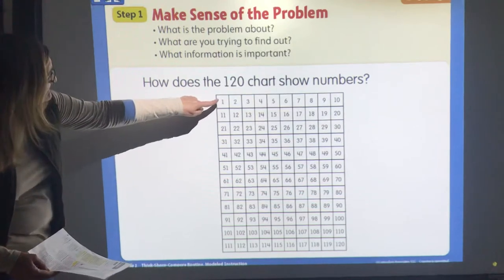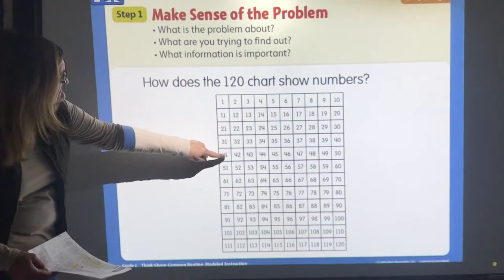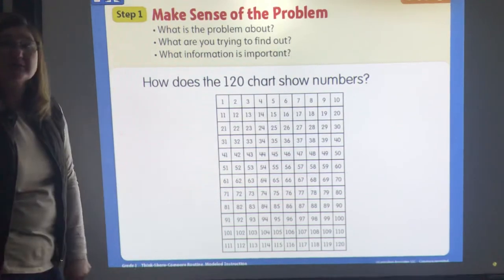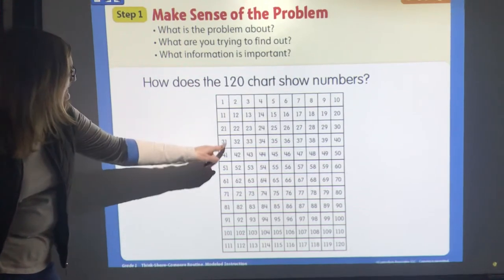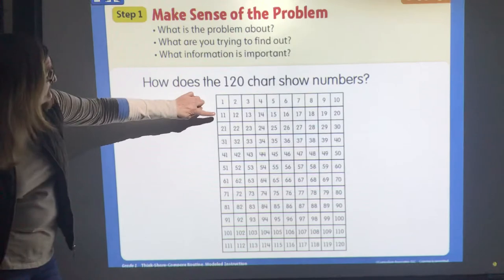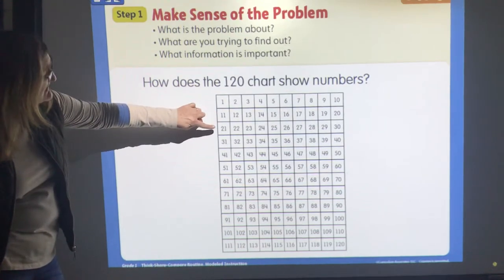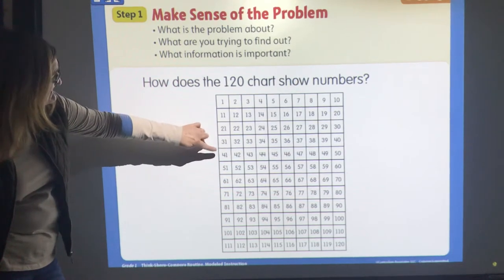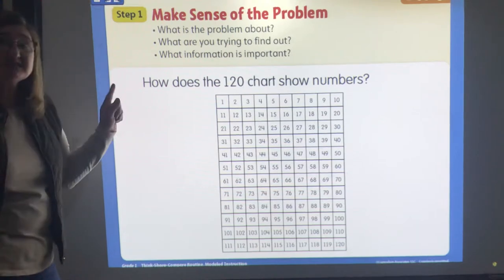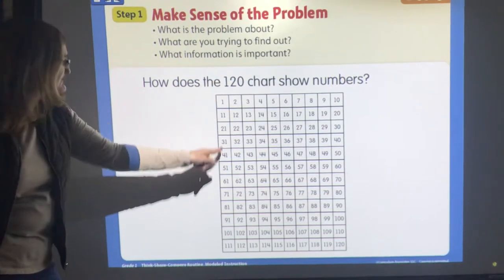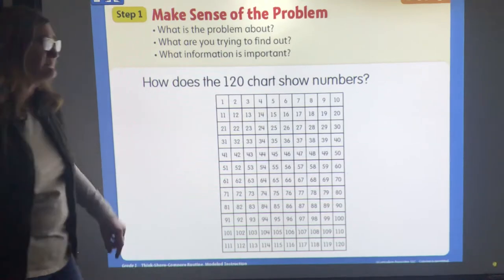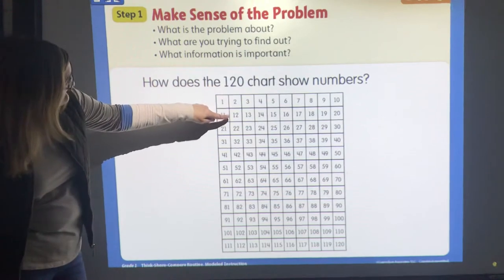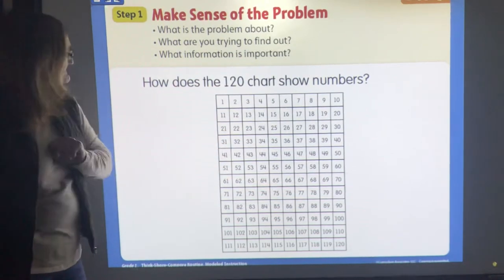If we look, what do we notice stays the same? I see a 1 all the way down, and that is in my ones place, so my one stays the same. But when I go down, I go from 1 ten to 2 tens to 3 tens to 4 tens. We talked about that before Christmas: if we look down on our counting chart, we're counting by tens.